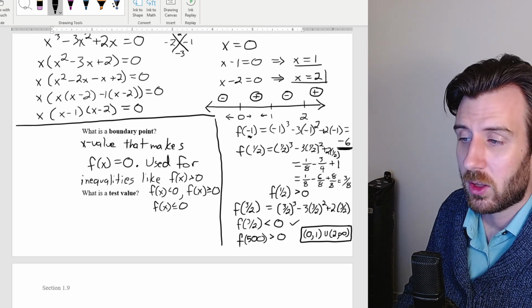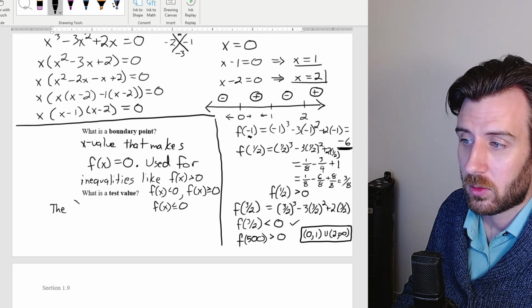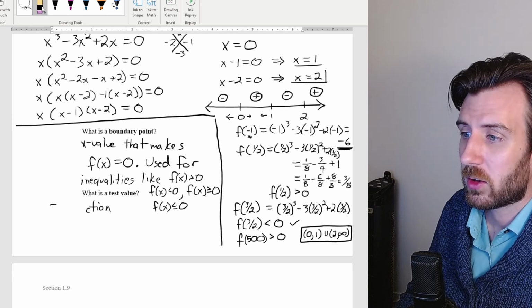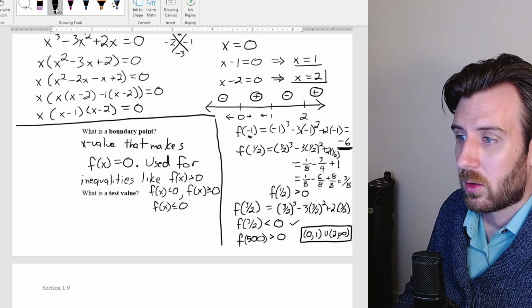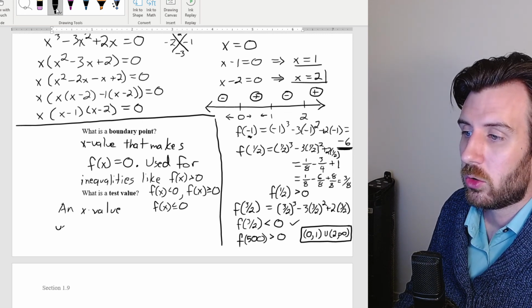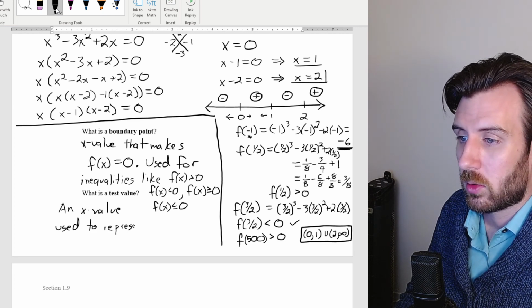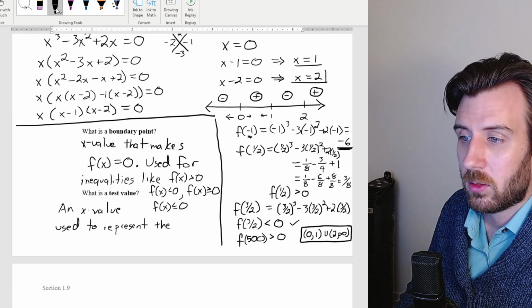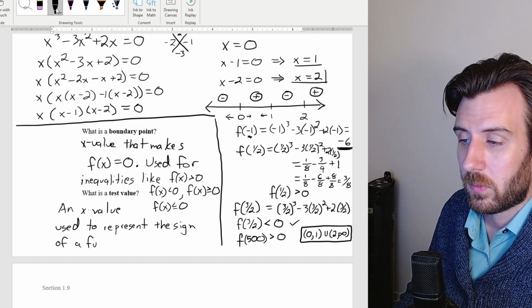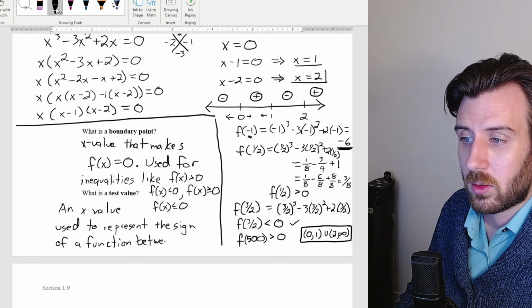Good. What is a test value? A test value is, let's write this differently, it's an x value used to represent the sign of a function between boundary points.